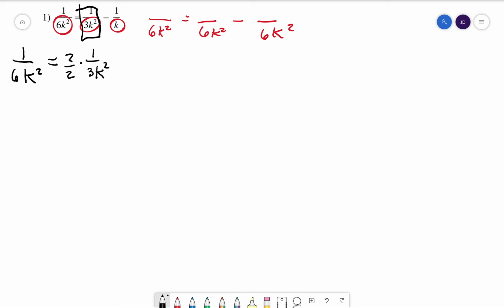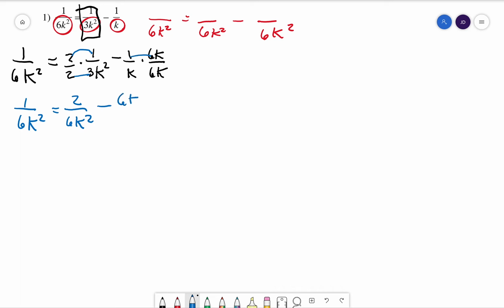3k squared minus, now over here I have 1 over k. I'm going to have to multiply this by 1. I'm going to multiply it by 6k over 6k. And 6k divided by 6k, of course, equals 1. So on our next line down here, we have 1 all over 6k squared is equal to 2, because 2 times 1 is 2, and 2 times 3k squared is going to be 6k squared. And over here, 1 times 6k is 6k, and k times 6k is going to equal 6k squared.